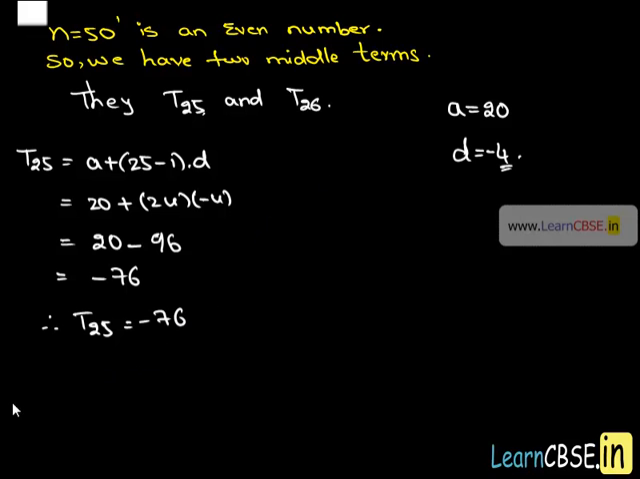Let's find the 26th term. From the general term, we have A plus n minus 1 into D, and here n is 26. So A plus 26 minus 1 times D.